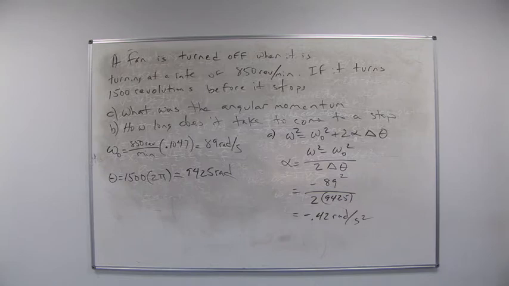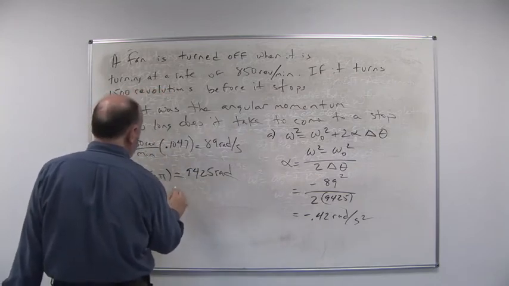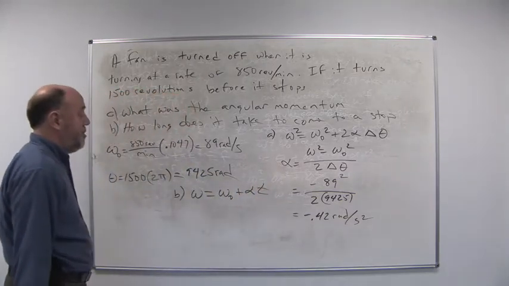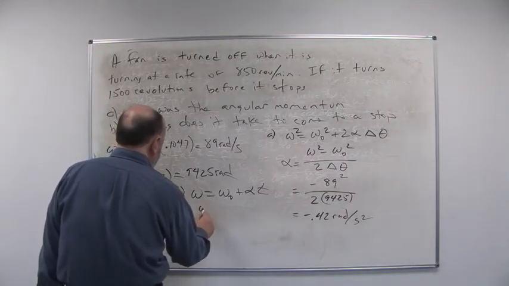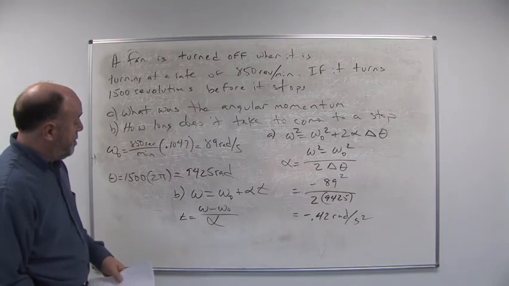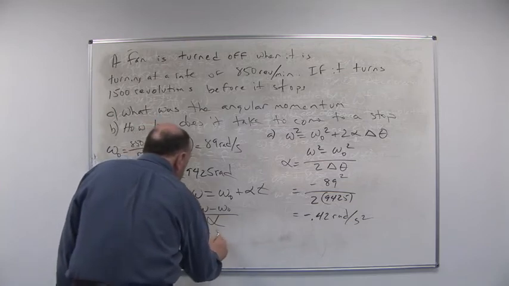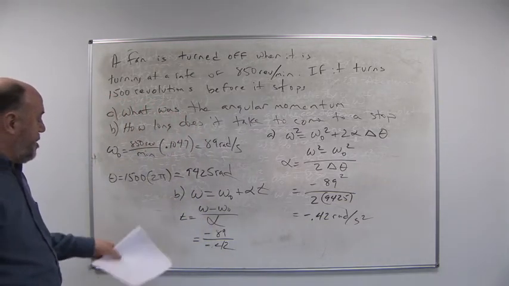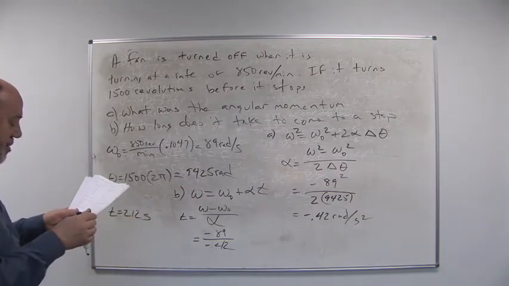The second part then was how long does it take to come to a stop? For that, we can use this equation for part B. We're going to solve this for t, and so we get that t will be given by this. Again, the final angular velocity was 0, so t will be minus 89 divided by the negative 0.42, and this will come out to be that the time to stop will be 212 seconds for this thing to come to a stop.